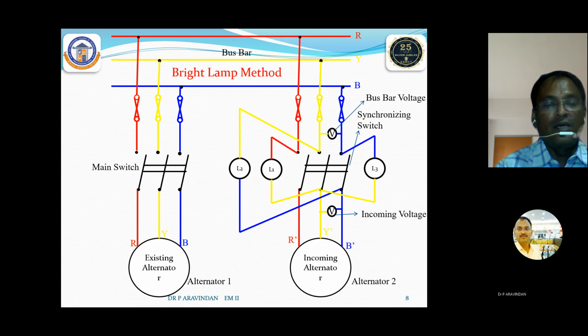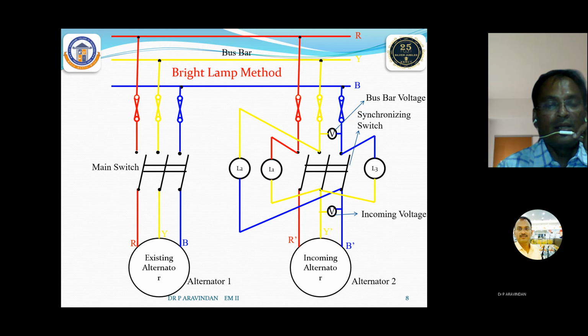So if the voltage is the same, even though the bulbs are connected between different phases, the bulbs glow in a very bright mode. In this bright mode, we can connect the synchronizing switch for making the synchronization. Before that, we have to find the voltage using the voltmeter, the exact volts available for the incoming generator and the existing generator. Then we can also find whether the frequency is increasing or decreasing here.